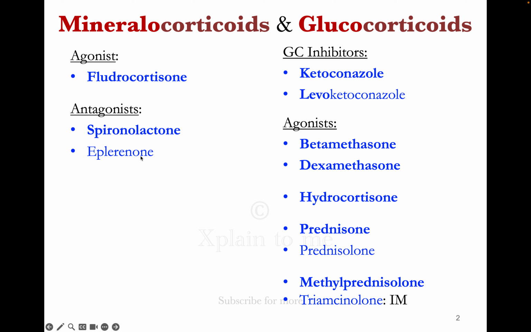Then the next section is cortisols, like glucocorticoids. The first one in this section is glucocorticoid inhibitors, or cortisol inhibitors. This is typically useful in Cushing's syndrome or hypercortisolemia. Very effective drugs we can use.